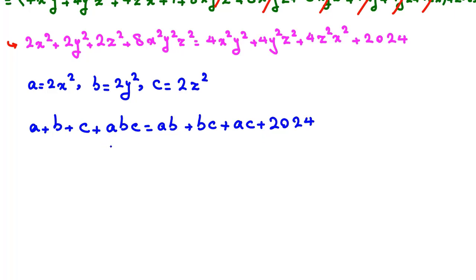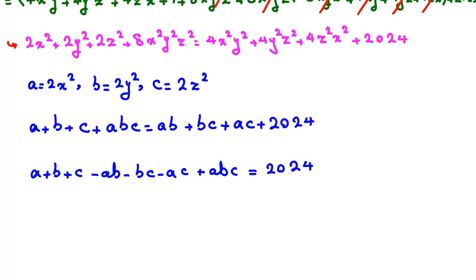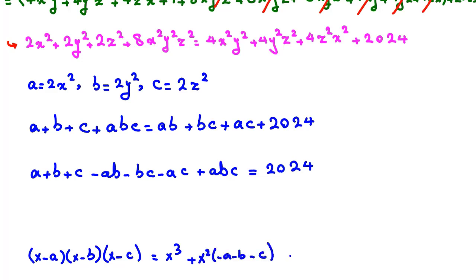Now we try to factorize. Okay, so I take all things to the left hand side. So it will be A plus B plus C minus AB minus BC minus AC, something like Vieta's formula, plus ABC equal to 2024. So it is like Vieta's formula, for example, when we have x minus A, x minus B, x minus C, then you say, okay, for example, it is x cubed plus, for example, x squared, it will be minus a minus b minus c.